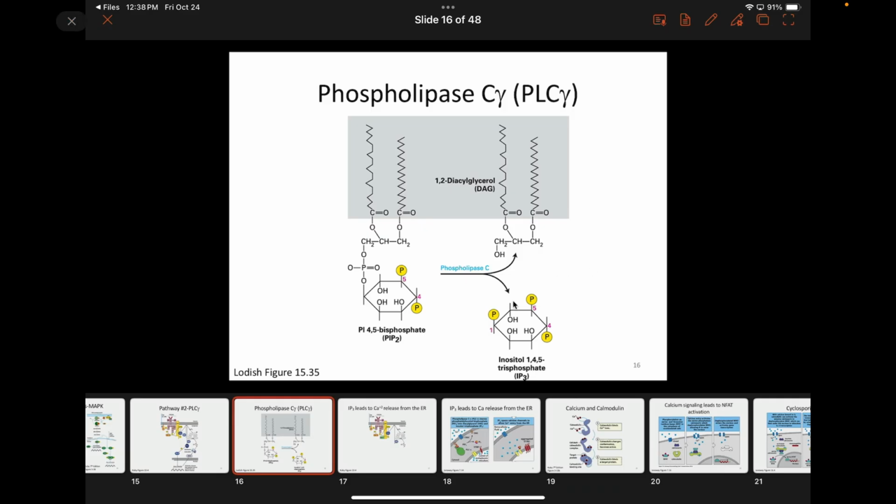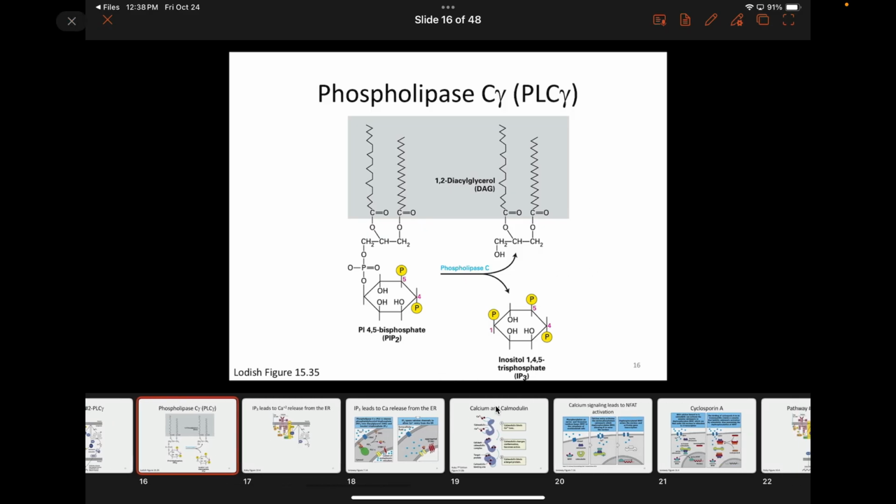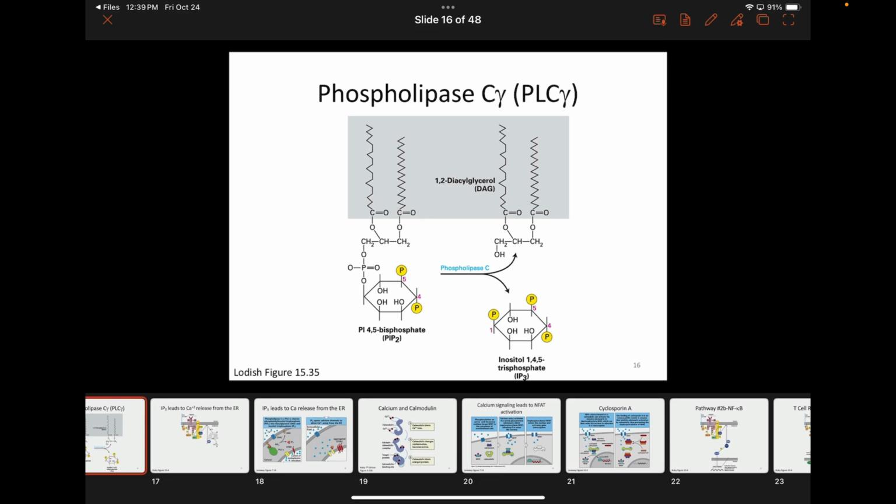We can also sort of think of this as another way we're having branches. We can follow what happens to the IP3. We could follow what happens to the DAG to keep going with signaling. And so we're going to follow what happens with the IP3 right now. So we're going to be thinking about what happens with IP3 first. So IP3 is going to bind to a receptor inside the cell.